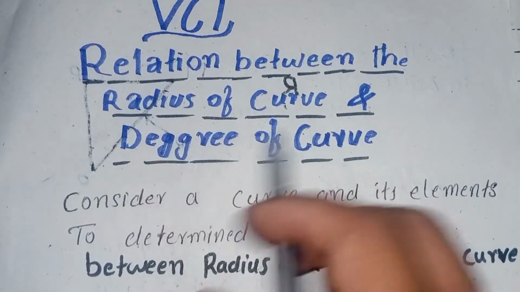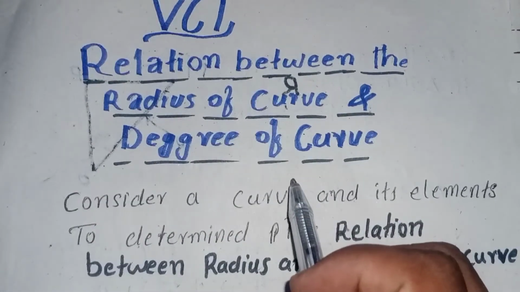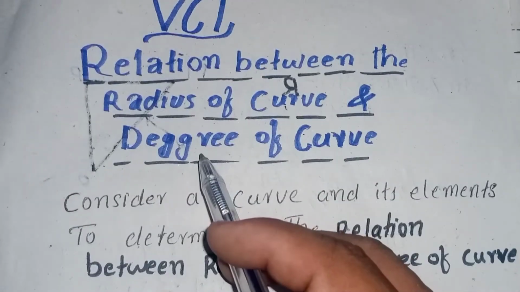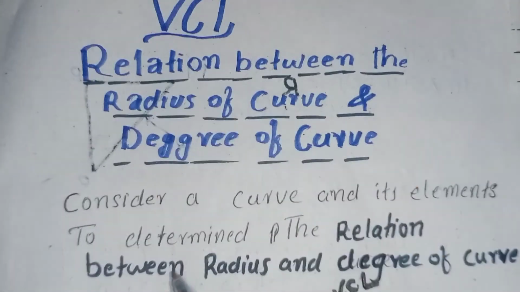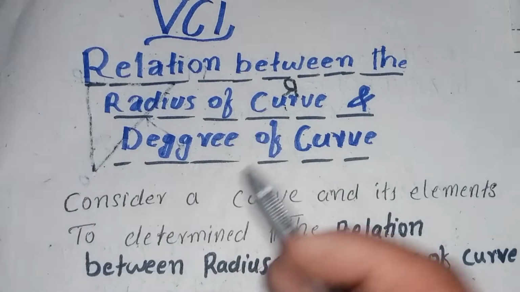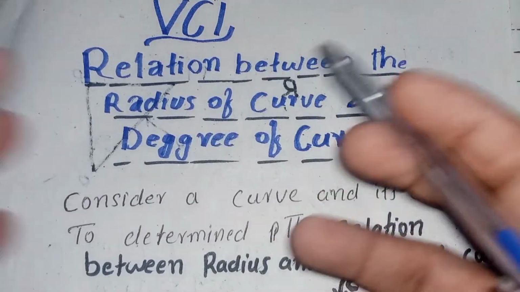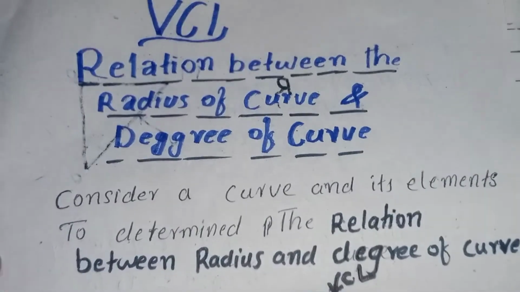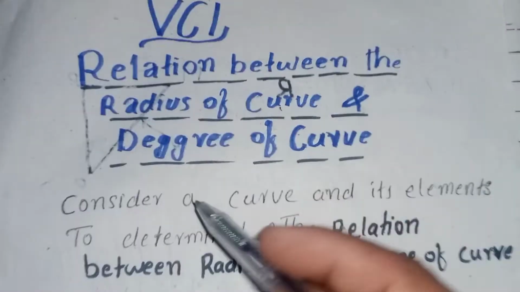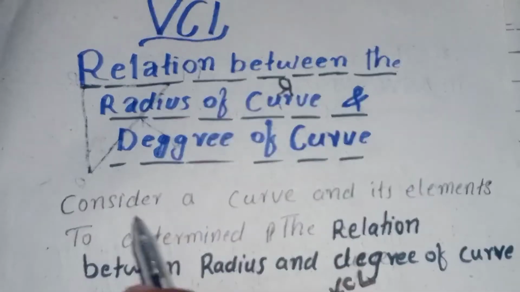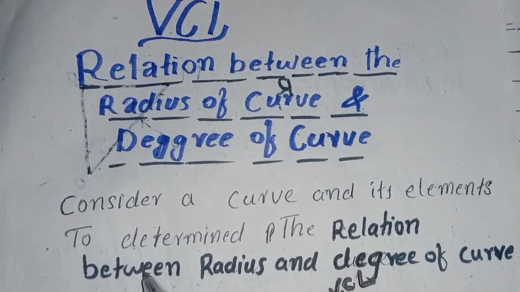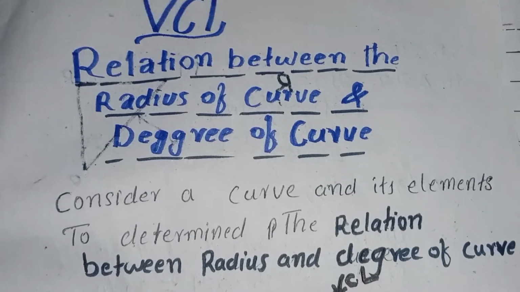Now we are going to explain the relation between radius of curve and degree of curve. As we got, a curve can be called radius of curve or degree of curve, but now we are going to discuss the relation between the degree of curve and the radius of curve. To find this proof, consider a curve and its elements to determine the relation between radius and degree of curve.